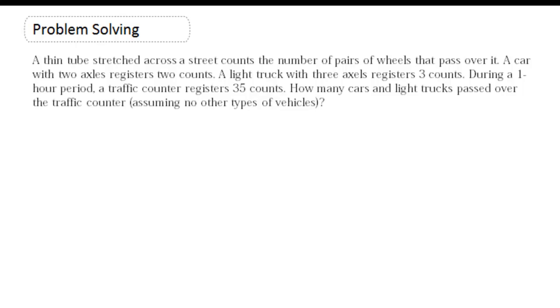A thin tube stretched across the street counts the number of pairs of wheels that pass over it. A car with 2 axles registers 2 counts. A light truck with 3 axles registers 3 counts. During a 1-hour period, a traffic counter registers 35 counts. How many cars and light trucks passed over the traffic counter, assuming no other types of vehicles?